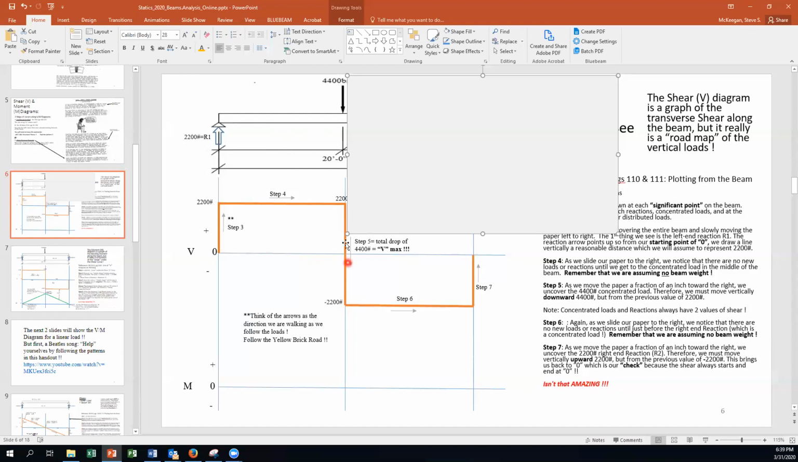Now, a couple of you sent me a quick email on your homework, which is fine. That helped me out a lot. And what you did is you labeled this fine. And then for some reason, instead of 2,200, you labeled it 4,400. That's the overall drop at the concentrated load. So from here to here is 4,400. So I start at 2,200 minus 4,400, which gives me a value of the shear of negative 2,200 pounds.